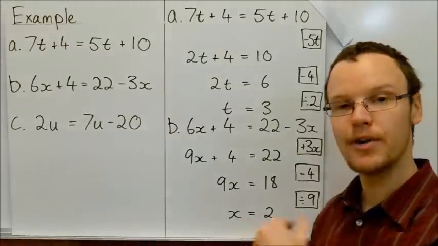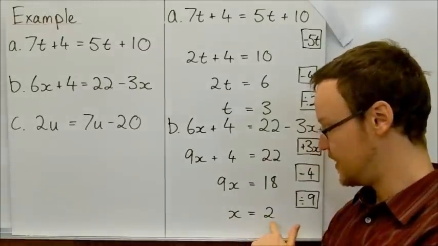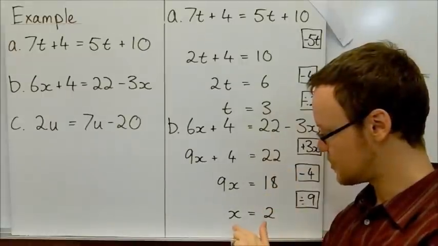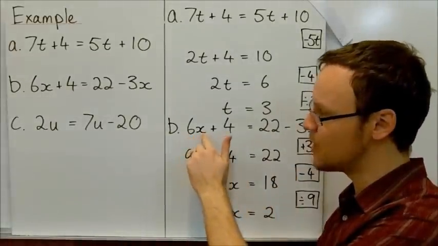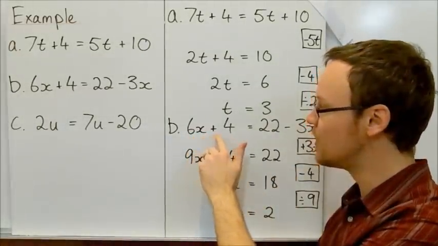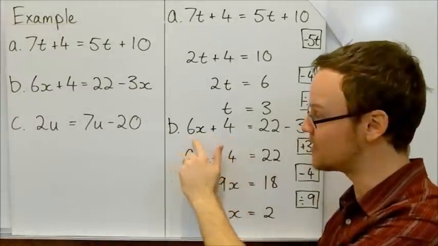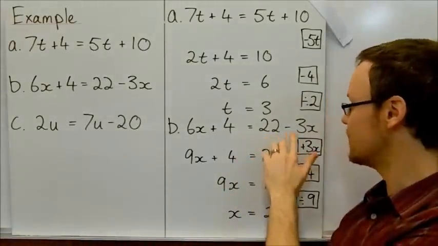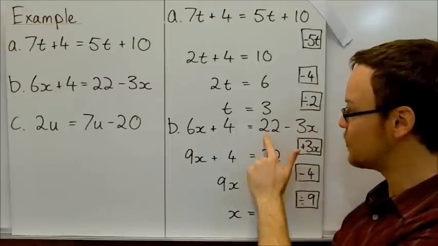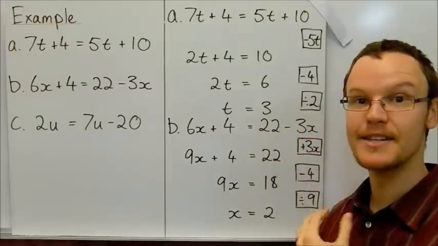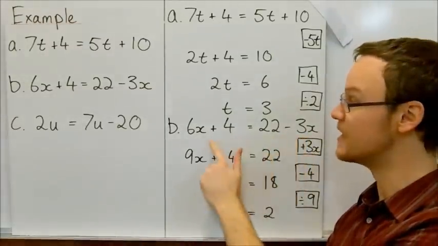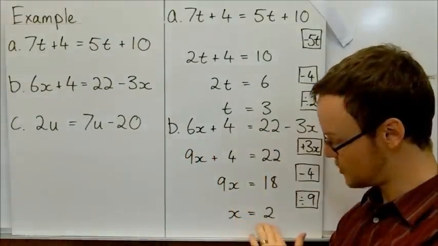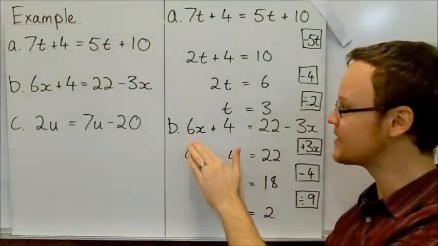Now, if we want to, we can check our answer by substituting this back into our original equation and seeing if this side is equal to this side. Let's do it with this one, x equals 2. 6 times 2 is 12. 12 plus 4 is 16. So we've got 16 for this side. Now, if we substitute 2 in this side, 3 times 2 is 6. 22 minus 6 is 16. So we've got the same answer for both sides. So we can see that this equation down here, x equals 2, is equivalent to the equation up here.